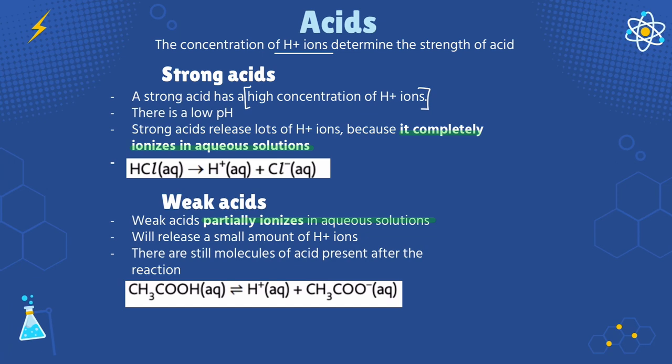So strong acids have a higher concentration of H+ ions, and weak acids obviously have a lower concentration of H+ ions. Strong acids will have a lower pH, and weak acids will have a slightly higher pH, below the pH of 7. So a strong acid will sit somewhere here, while a weak acid will sit somewhere here.